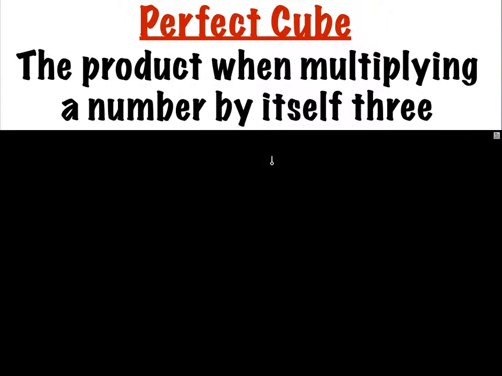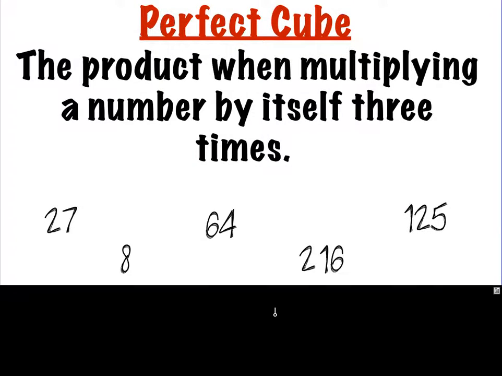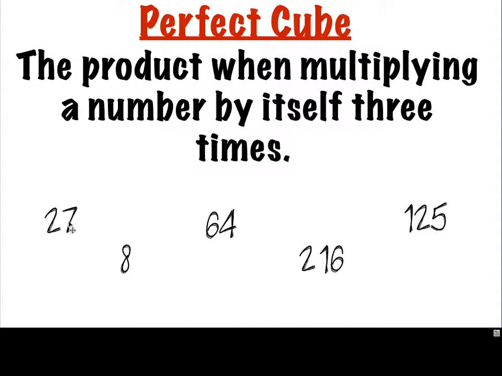And last but not least, perfect cube. A perfect cube is the product when multiplying a number by itself 3 times. So for example, 3 times 3 times 3 gives me 27. Or 2 times 2 times 2 gives me 8. Or 4 times 4 times 4 gives me 14. No, that's 64, silly. So 4 times 4 times 4 gives me 64. So 64 is a perfect cube.